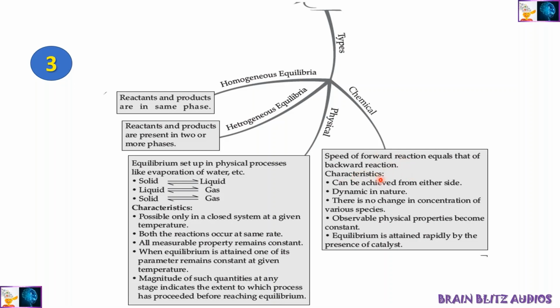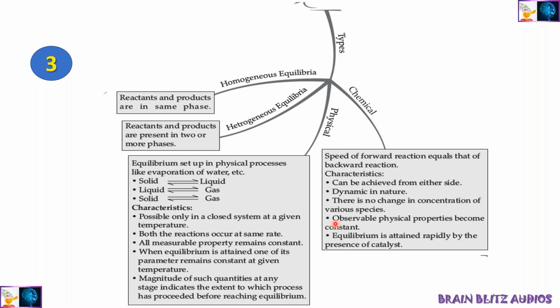Now, the characteristics of chemical equilibrium are: chemical equilibrium can be achieved from either side. You can either keep some reactants and form a product, or you can keep a product and start to split it into its reactants. Both ways you can achieve equilibrium in the right set of conditions. The second point is, as we stated, that chemical equilibrium is dynamic. The third point states that there is no change in concentration of various species. As we have conserved volume, pressure, temperature, etc., the concentration at equilibrium remains the same.